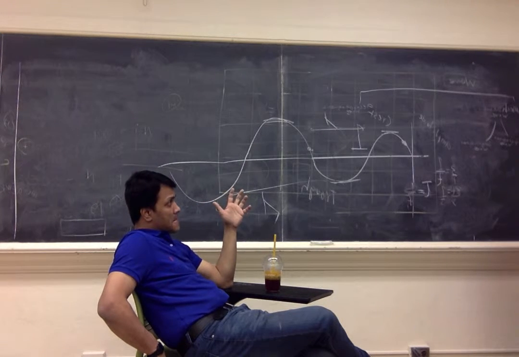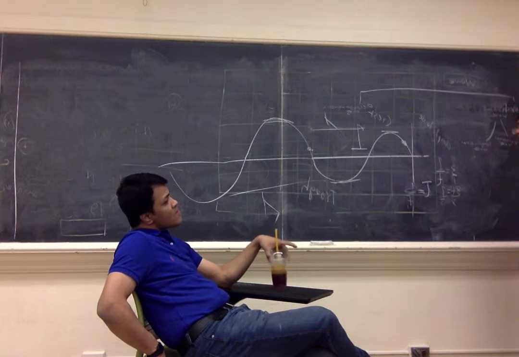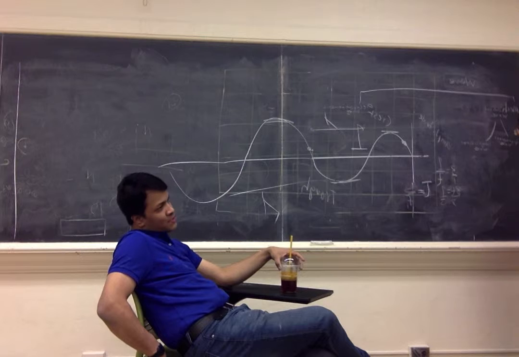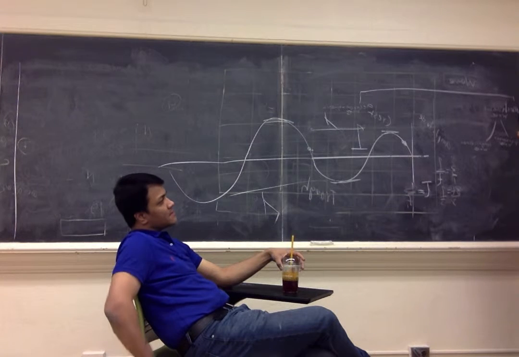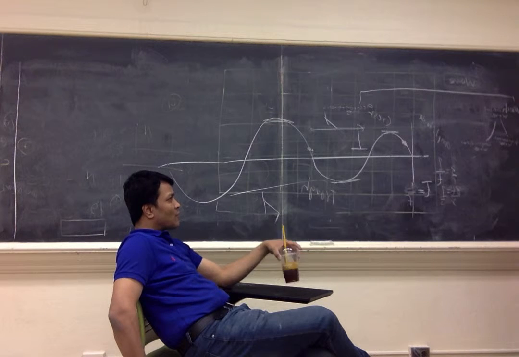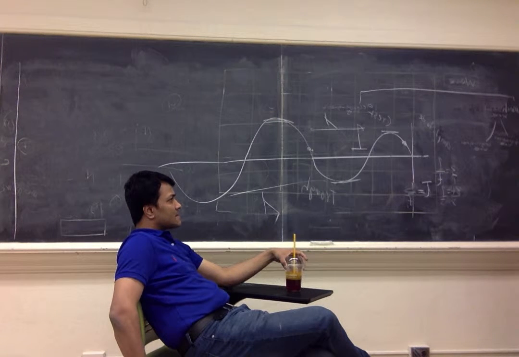Does it make sense? If I tell you the frequency is 2 waves per second, what is the period? Half a second. It takes half a second for one wave to finish.